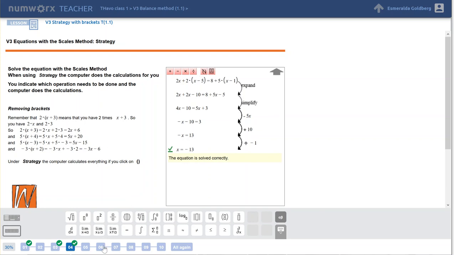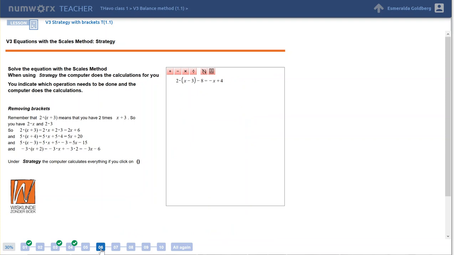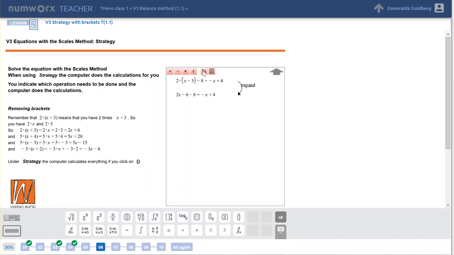One more to go, exercise 6. Here we see one pair of brackets on the left-hand side with an extra number behind it, and on the right-hand side we see another one of those minus x's, which means minus 1 times x. The first thing to do is to remove brackets, so 2 times x gives 2x, and 2 times minus 3 should give minus 6. So if I press this button, I indeed get 2x minus 6 instead of the brackets.